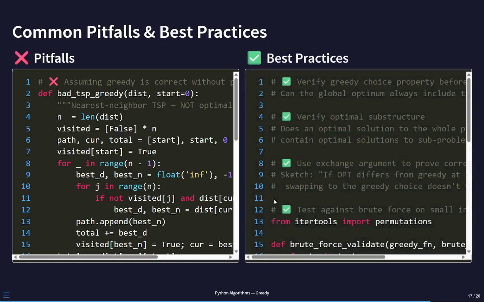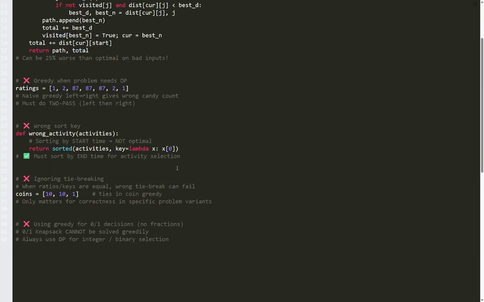Click sort by the correct criterion. Activity selection requires sorting by end time, not start time. Sorting by start time is the intuitive mistake. It gives wrong results. Always derive the sort key from the exchange argument, not intuition.